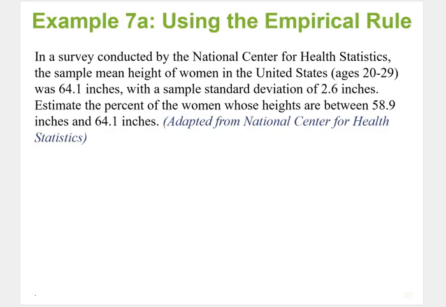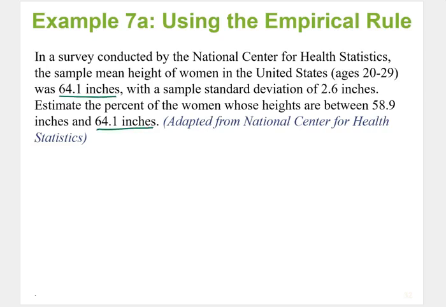All right, in a survey conducted by the National Center for Health Statistics, the sample mean height of women in the United States, aged 20 to 29, was 64.1 inches, with a sample standard deviation of 2.6 inches. Estimate the percent of women whose heights are between 58.9 and 64 inches. So 64 inches we know is the mean, right?